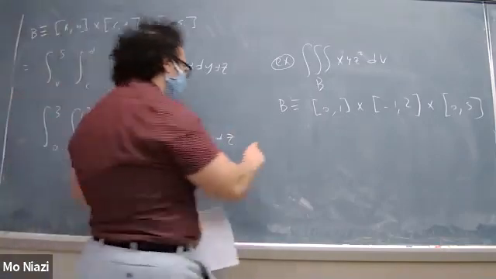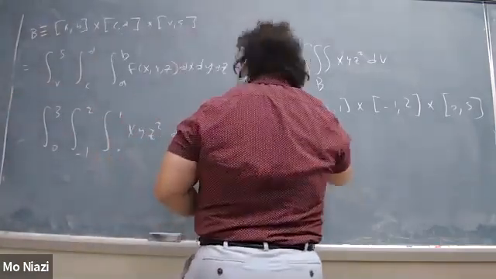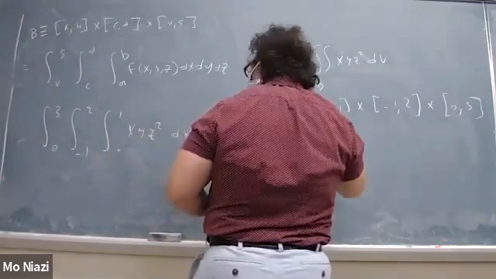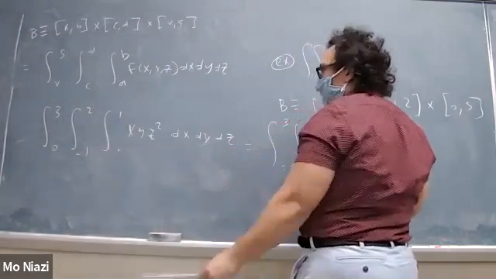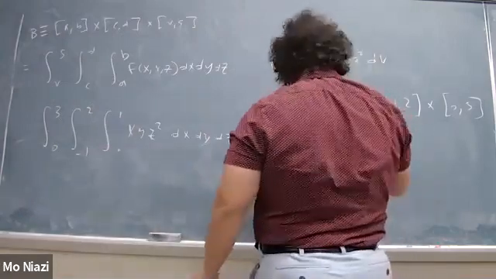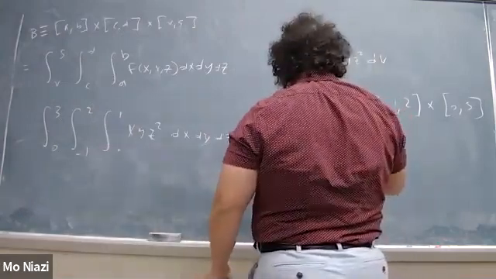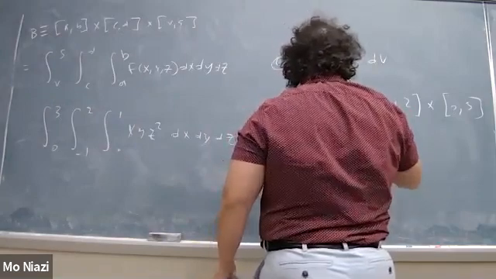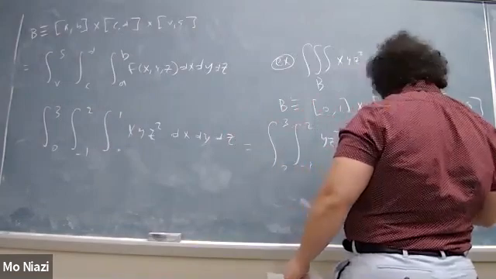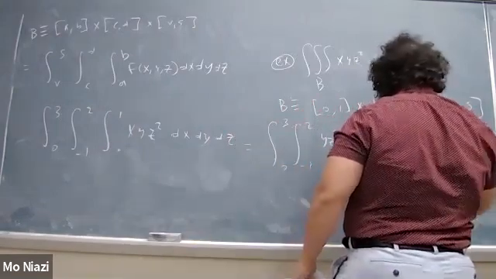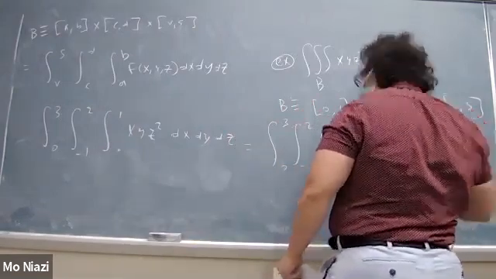I'll do the first iteration for you guys. 0 to 3, -1 to 2. This is an integral dx. So it thinks y's and z's are just constants. So this becomes y z squared. It thinks that's a constant. x squared over 2, evaluated at x equals 0 and x equals 1, dy dz.